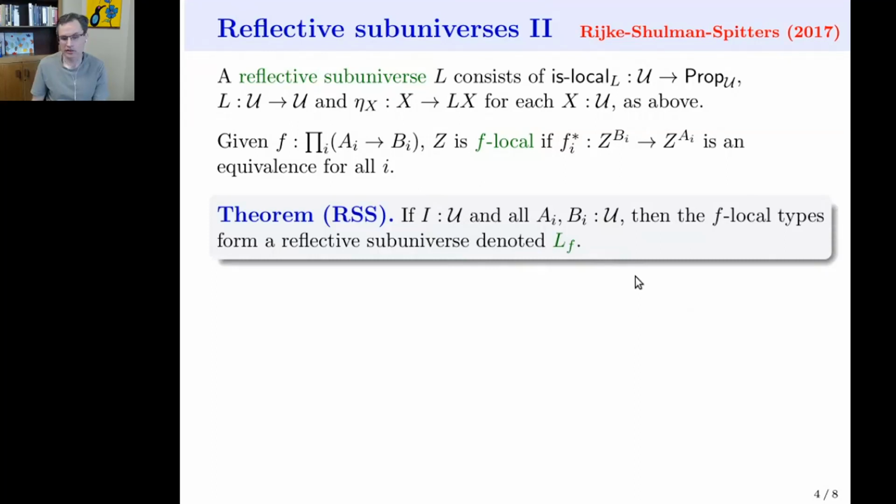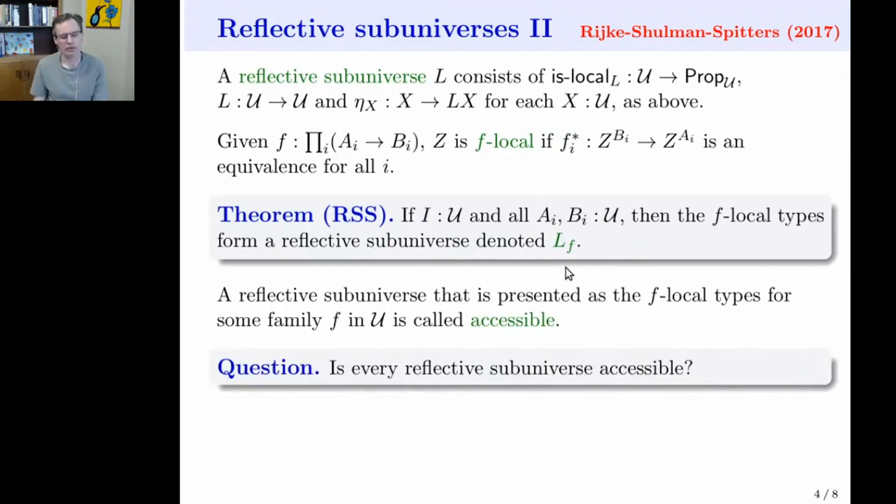So, a key example of this would be the n truncation, right? We saw on the previous slide that the n truncated types do arise from such a family. The indexing type is just the unit type, and the sphere and the unit type are in every universe. So that means you can form n truncation. That's an example of that theorem.